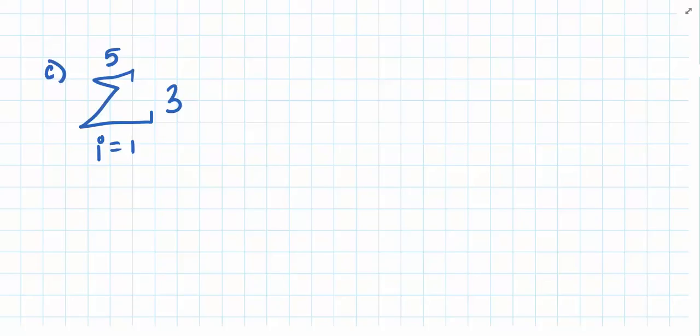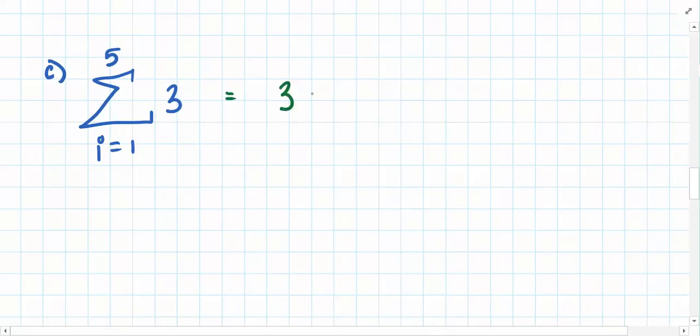Okay, example C is a little bit different. This says i goes from 1 to 5 of a constant, the number 3. So what this means is the very first term is just the number 3. The very next term is the number 3. The very next term is the number 3. The very next term is the number 3. And the last term is the number 3. This is simply 5 values of the number 3.